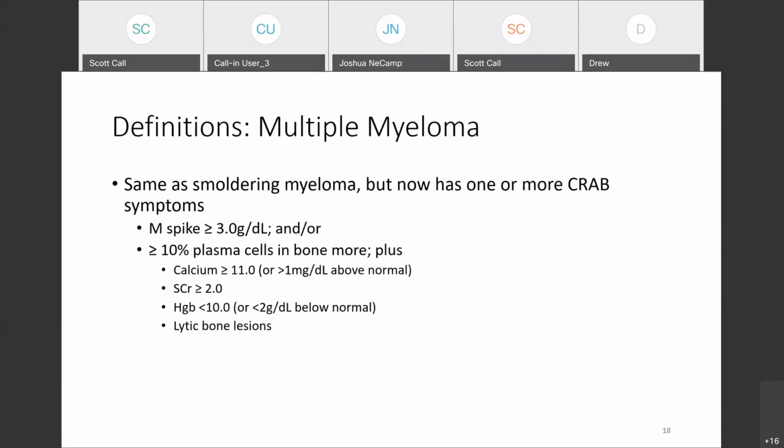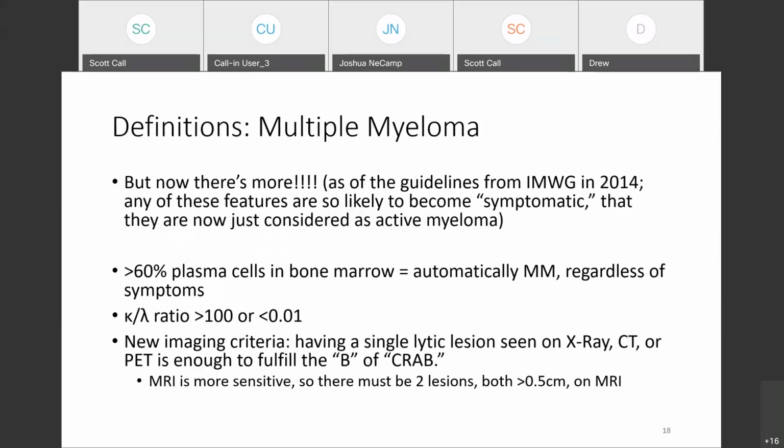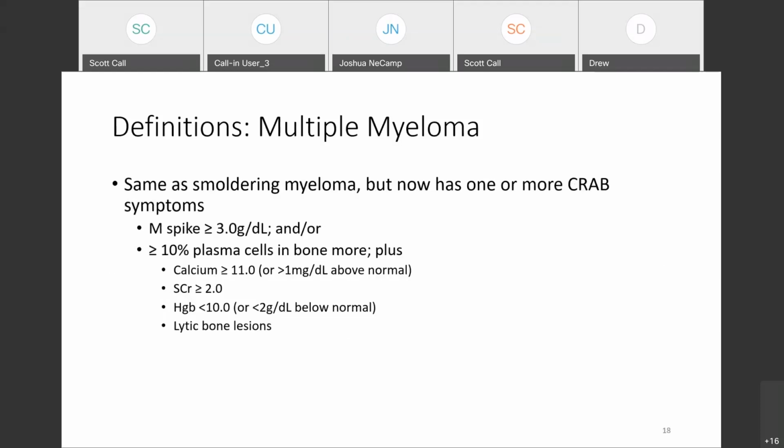Now moving from smoldering myeloma to multiple myeloma, it's really the same, it's just now you have symptoms. So again, the M spike is greater than or equal to 3, you have greater than or equal to 10% plasma cells in the bone marrow from doing a bone marrow biopsy, plus you have one of these CRAB criteria. So they are hypercalcemic, have renal dysfunction, they've become anemic, or they have lytic bone lesions. Now, I don't think you'll need to know the details on this slide. I think really you'll just need to know the details on this one.